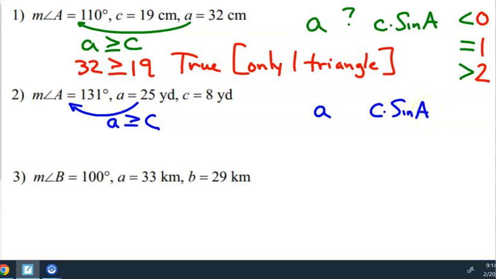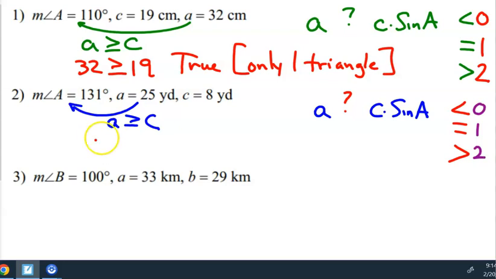And what I'm looking for is, are they less? Are they equal? Or is A greater than C times the sine of A? If A is less than C sine of A, there's no triangles. If they're equal, it's one triangle, it's always a right triangle. And if it's greater, then it's 2.